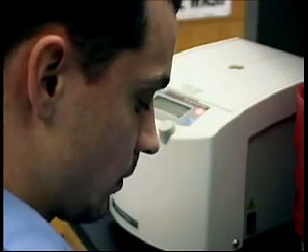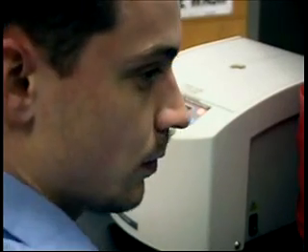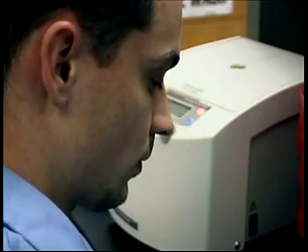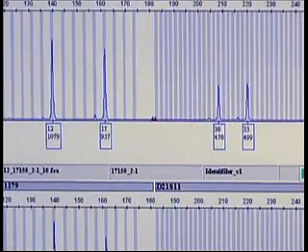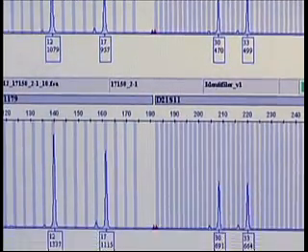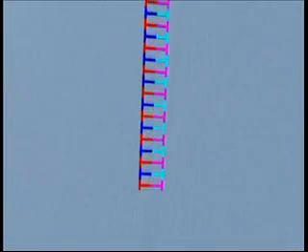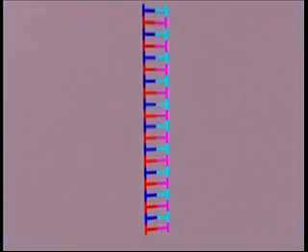The problem for law enforcement has always been obtaining a large enough sample to create a profile. PCR, or the polymerase chain reaction, is a method of amplifying polymorphic regions of a chromosome to supply a larger sample for analysis.